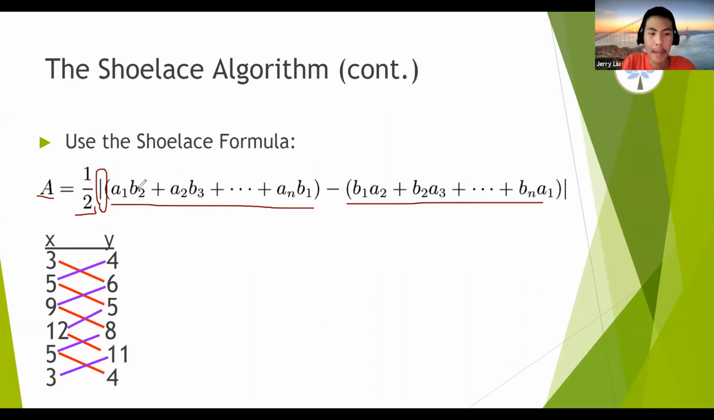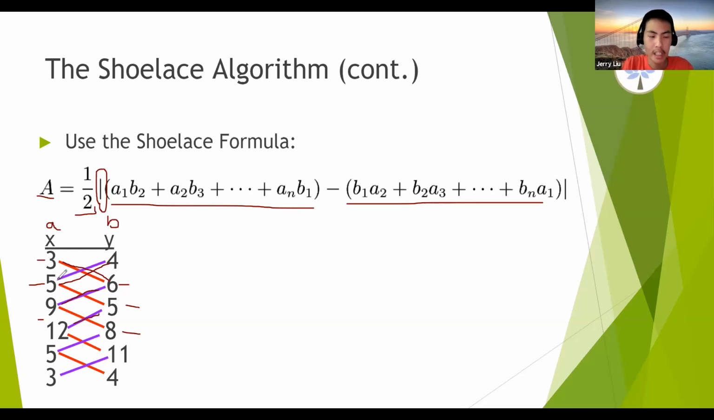So when we mean A1, B2 plus A2, B3 plus all the way down to plus AN, B1, we mean using each of these laces and then multiplying the numbers at both ends. So in this case, A and B would be equivalent to X and Y. So when we say A1, B2 in this case, this would be 3 and then 6 because it's at the end of this downward lace. And then we can go down 5, 5, 9, 8, and then so on. And then for B1, A2, we just follow these upward laces and then multiply the numbers at each ends.